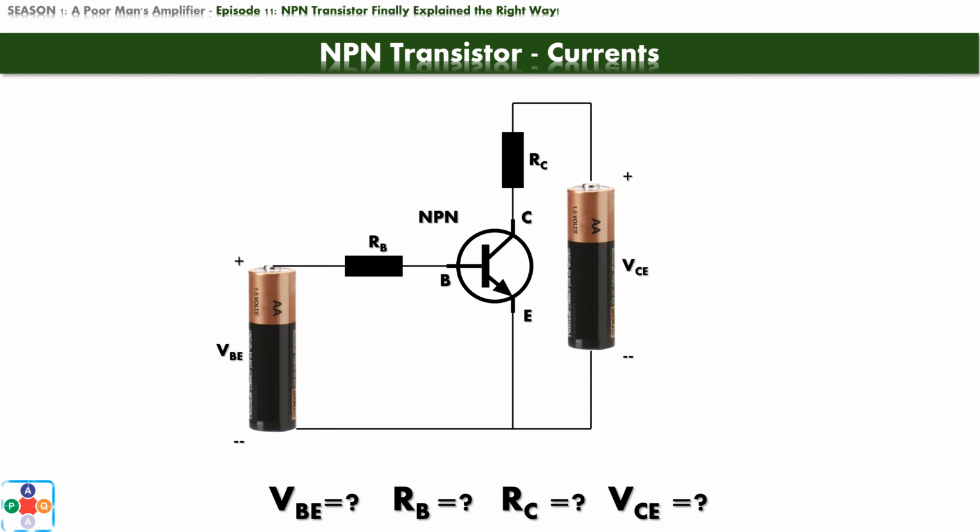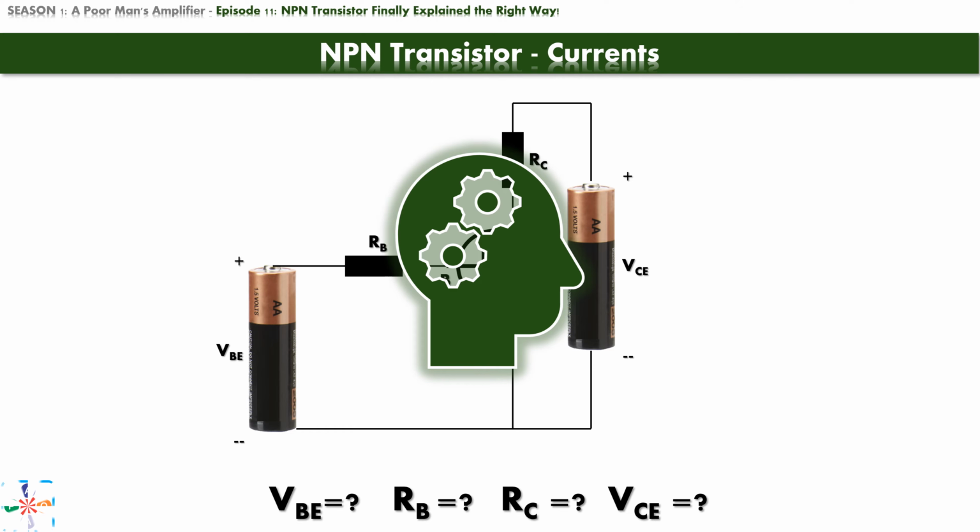Now, calculating values for the collector and base limiting resistors, as well as values for the power sources, depends on whether we want to use the transistor as a switch or as an amplifier. So, this naturally brings us to the next chapter in our video, the function of the transistor, or you can also call it, the mode of work.